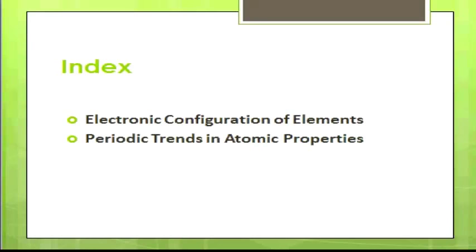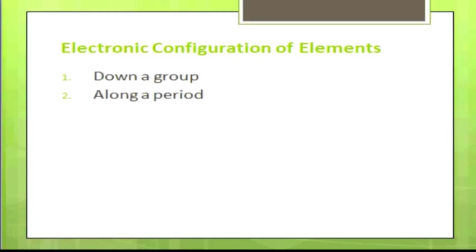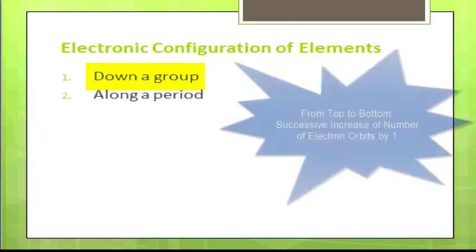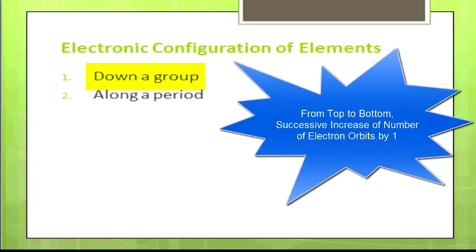In our today's lecture, we will discuss electronic configuration of elements and periodic trends in atomic properties. First, we will discuss electronic configuration of elements. The properties of elements depend on their electronic configuration. The electronic configuration of elements changes both in a group and in a period. First, we will discuss down a group.